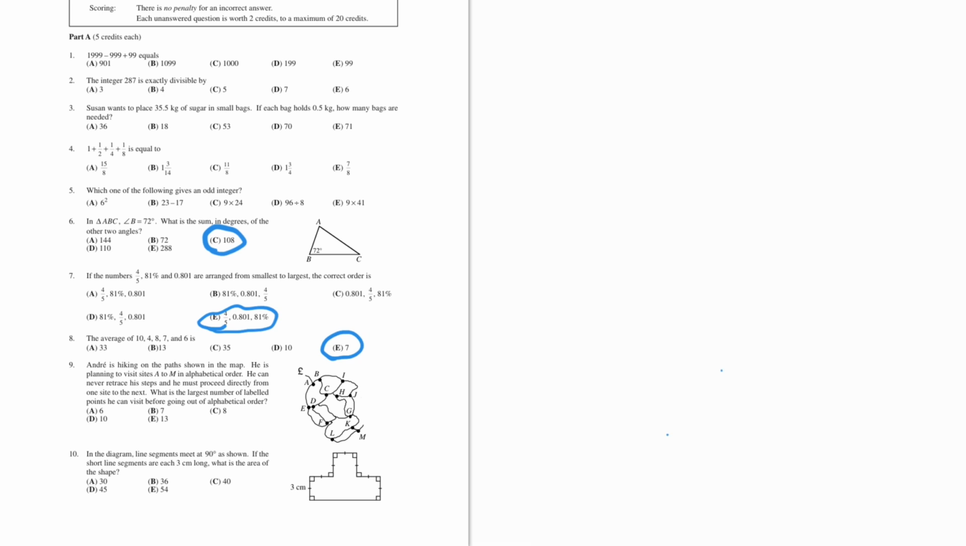Number 9. Andre is hiking on the paths shown in the map. He is planning to visit sites A to M in alphabetical order. He can never retrace his steps, and he must proceed directly from one site to the next. What is the largest number of labeled points he can visit before going out of alphabetical order?